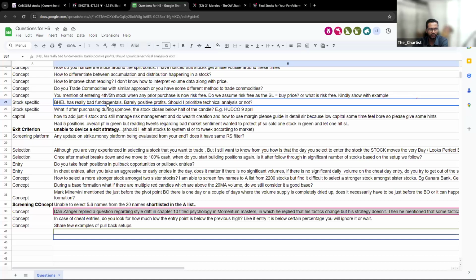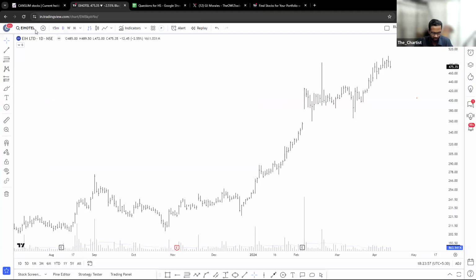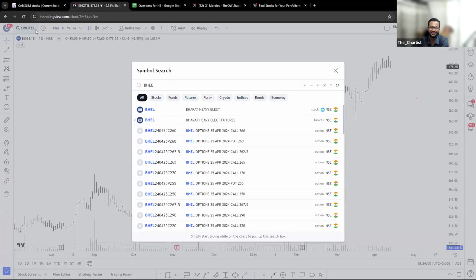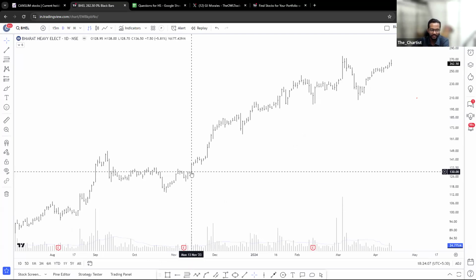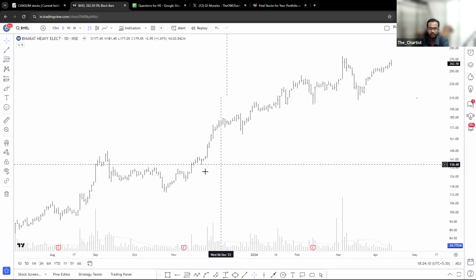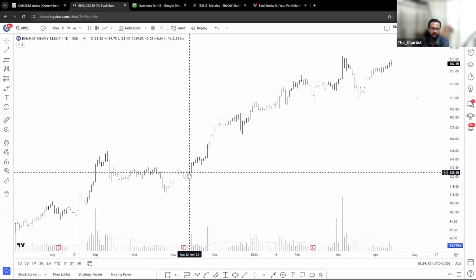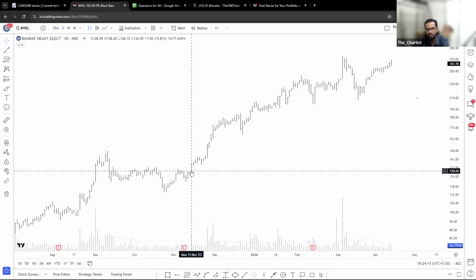BHEL has really bad fundamentals. Should I prioritize technical analysis or not? Prioritize, no? What will go, 3 rupees? So you will make a loss of 3 rupees. Here my entry was 131, although I traded it multiple times. My concept is that here also someone was saying fundamentals are very poor. But you see the performance of the stock.